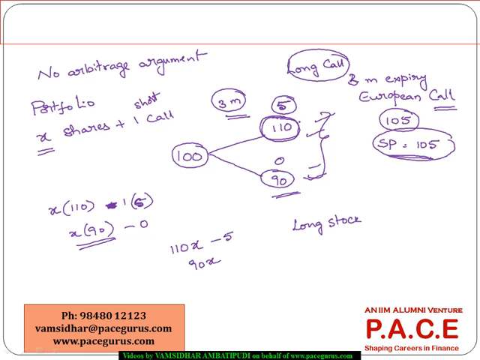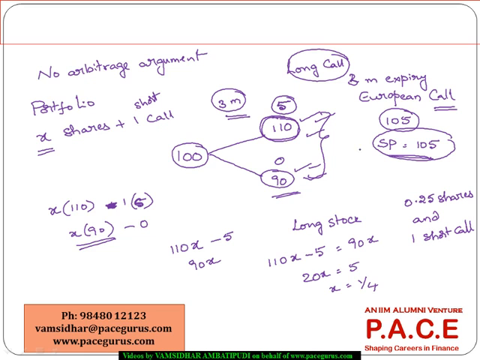Now what we are saying is, irrespective of whether it touches 110 or 90, my portfolio value should not change after 3 months. So I can equate them: 110X minus 5 equals 90X, making 20X equal to 5 and X equal to 1 by 4. Means if I hold 0.25 shares of the stock and one short call position, this will definitely hedge my position after 3 months, irrespective of whether the stock price touches 110 or 90.